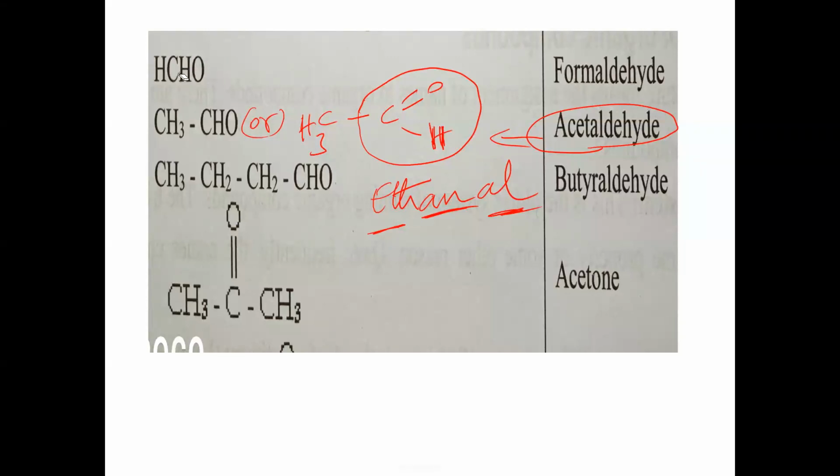Now take the first one. In this case, only one carbon is there, no? One carbon. So how did we write this one? HCHO. Okay. In this case, one carbon means meth. An, methane. And ol or al? Al. Methanal. So methanal is the IUPAC name. And what is the common name here? Formaldehyde is the common name.